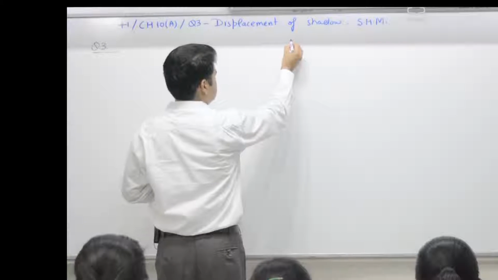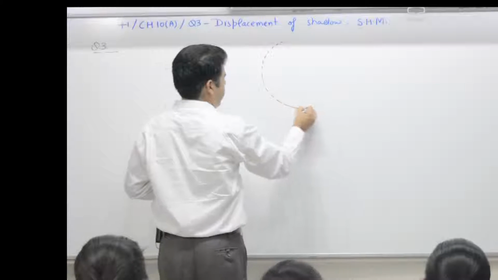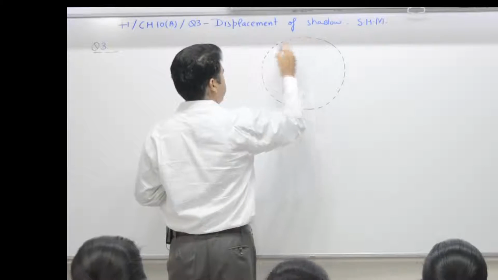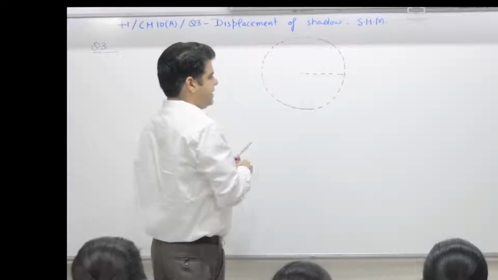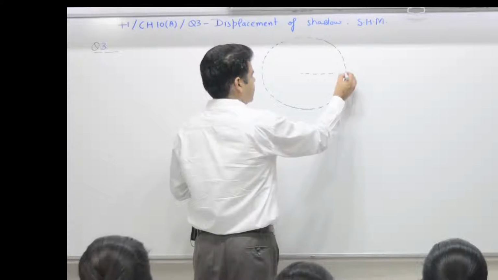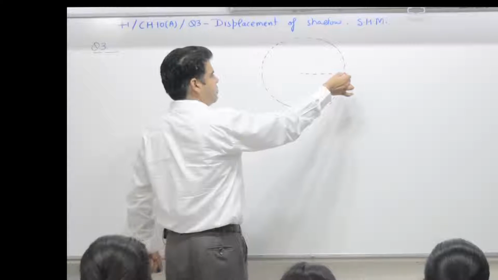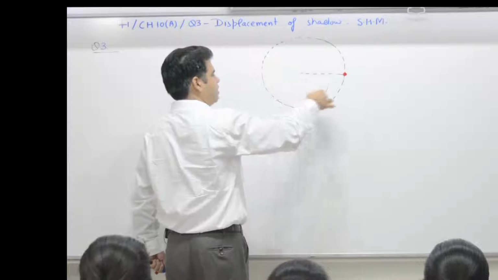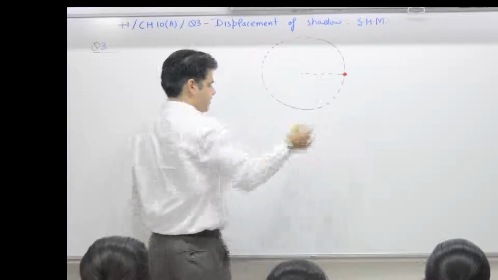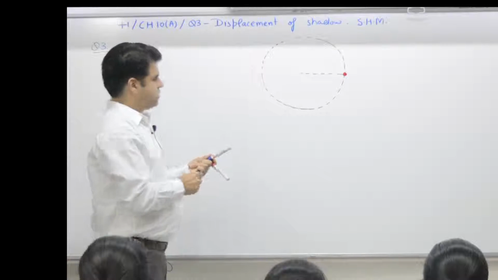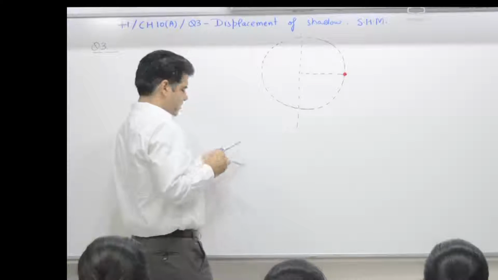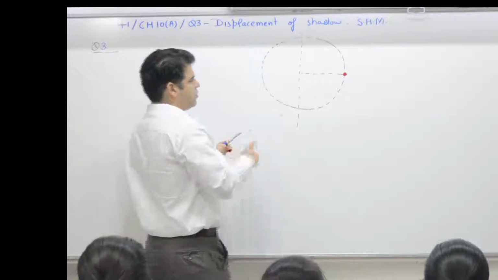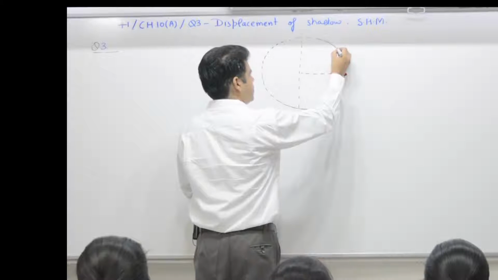So a particle moves in a circle. This is the time t is equal to 0. At t is equal to 0, the particle is here. The particle moves in a circle, in an anti-clockwise direction. Suppose there is a wall at the center. After some time, this particle moves from this position to a new position.